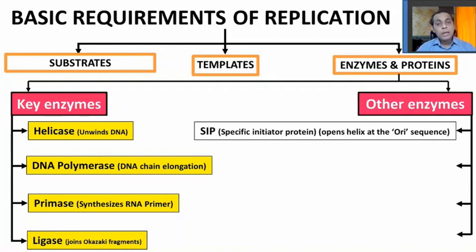The first one is SIP, that is specific initiator protein. Now, it is the protein which decides where the replication should start. The points where the replication starts are called the origin. There is a short sequence there where the replication is going to start. The sequence is also called ORI. The ORI sequence is responsible for beginning the replication.